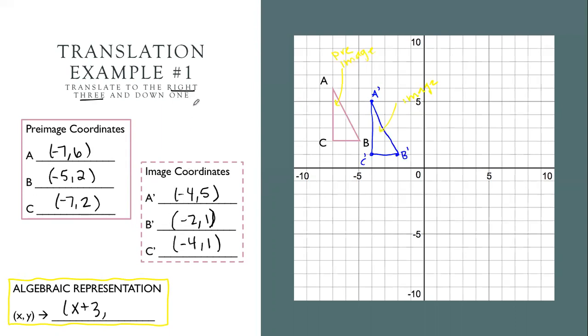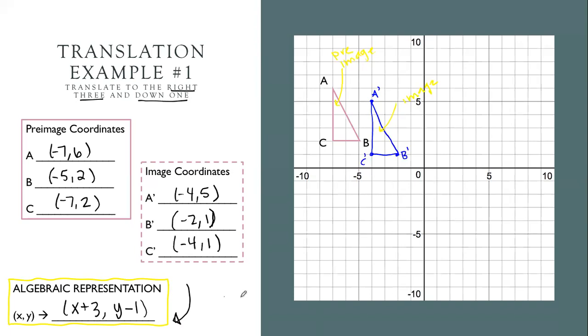Okay, let's look at the y values. Keep in mind, I went down 1. Let's see. It went from 6 to 5, 2 to 1, 2 to 1. So what happened? It subtracted 1. And that makes sense. If I'm going down, the y-axis is down. If I go down this number line, that would be subtracting 1. So it'd be y minus 1. And this is what the STAR test is going to ask you. It's going to ask you for the algebraic representation.